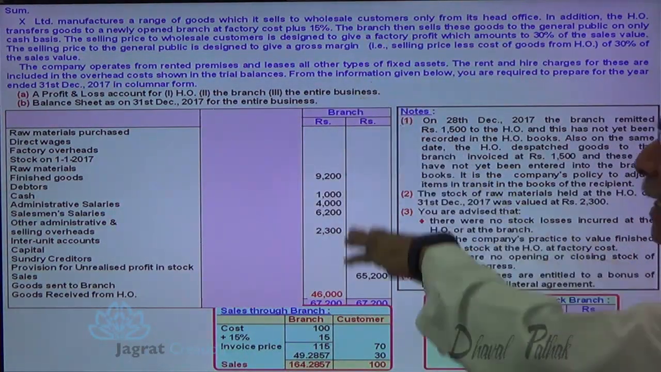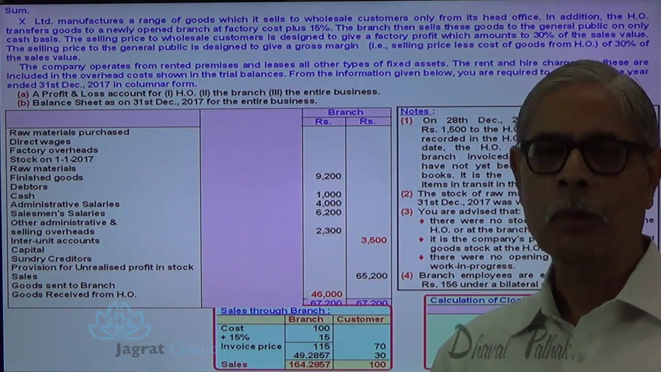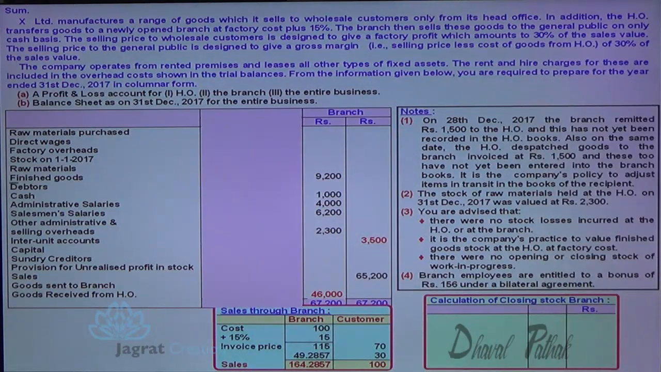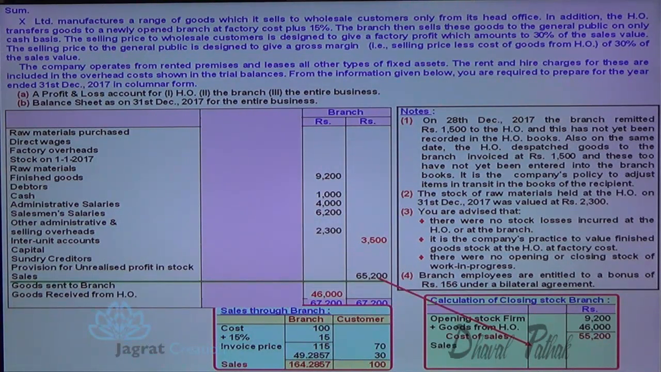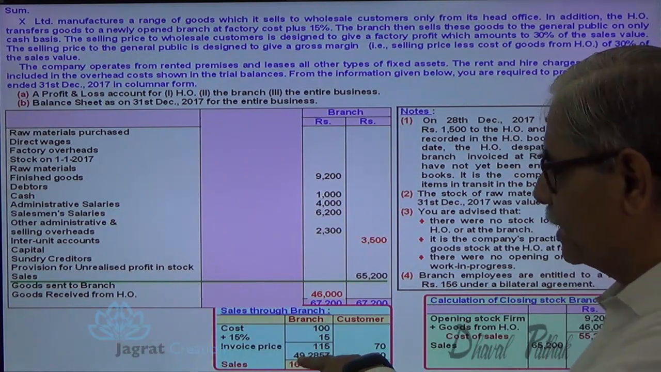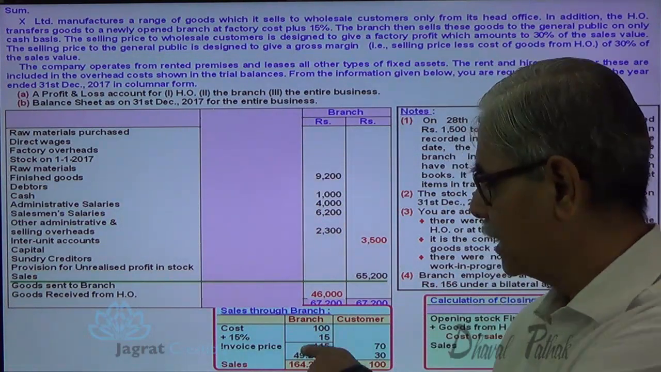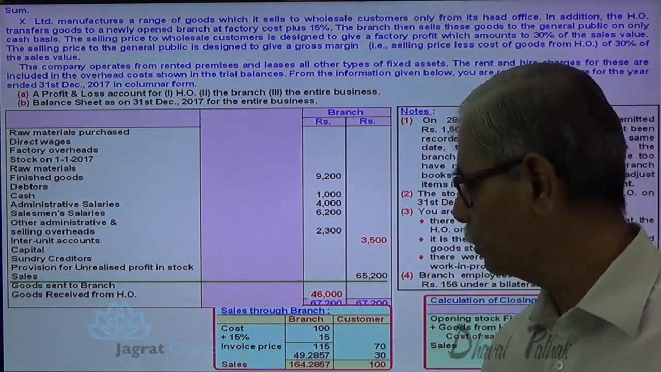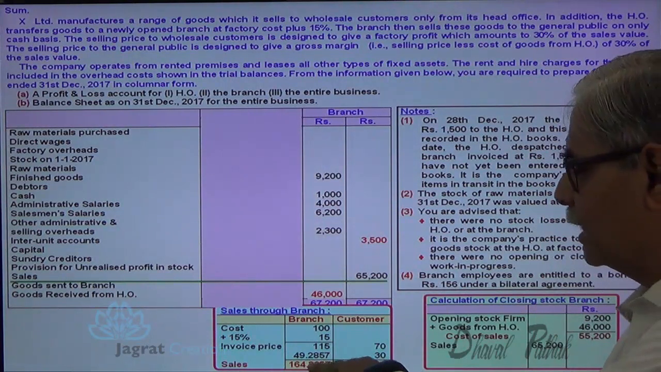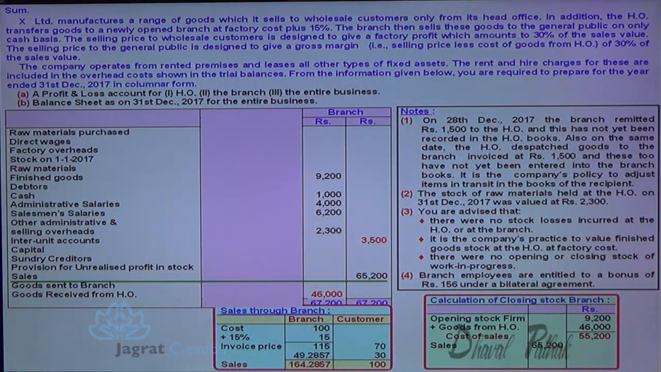Now, this is the information that I'm going to use for the purpose of finding out the stock at branch. Opening stock plus goods from HO. This is the total goods available at invoice price available for sale. Sales 65,200. In that, this is the profit element, 49.2857 is the profit element in a sales of 164.2857. How much for 65,200?